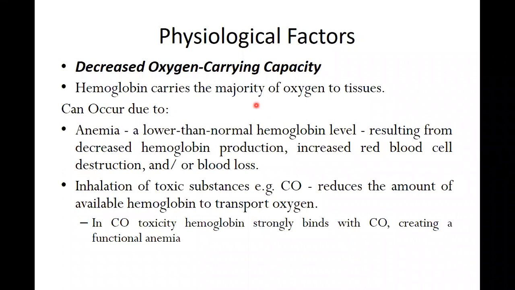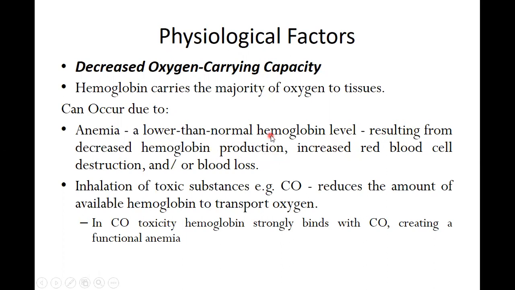physiological factors. So what are the physiological factors that affect oxygenation of tissues? So number one, there can be decreased oxygen carrying capacity. Now, the oxygen in the body is transported bound to hemoglobin. So hemoglobin is the one that carries the majority of oxygen to tissues. So a decrease in oxygen carrying capacity can occur due to the following. Number one, anemia. When there's a lower than normal hemoglobin level, this will lead to decreased amount of hemoglobin.